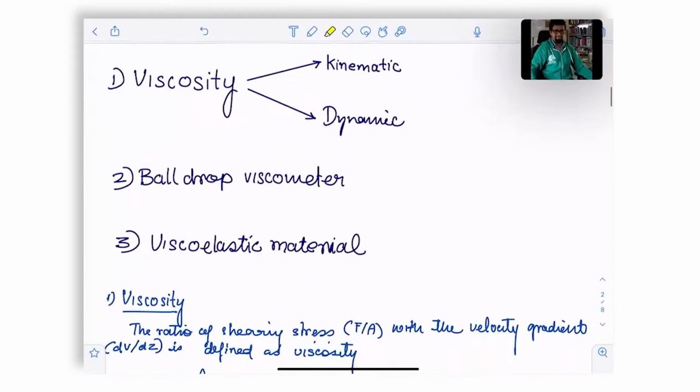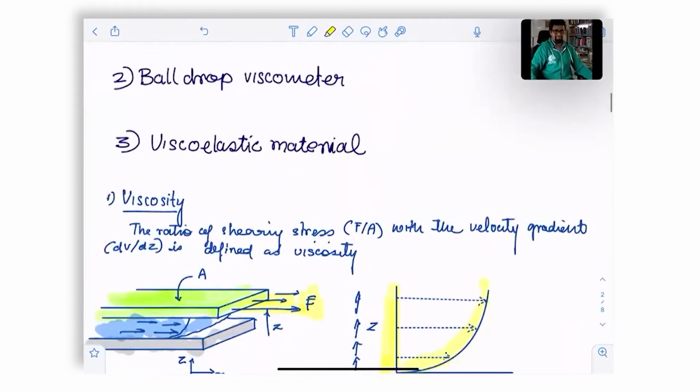Viscosity as such can be considered in terms of kinematic and dynamic viscosity. And the ball drop viscometer is a standard physical measurement that is used to measure bulk viscosity. And viscoelastic materials are a category of materials that we see very often in biology. So we're going to talk about them.